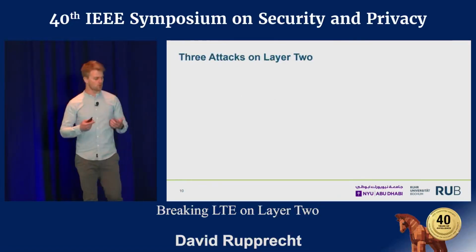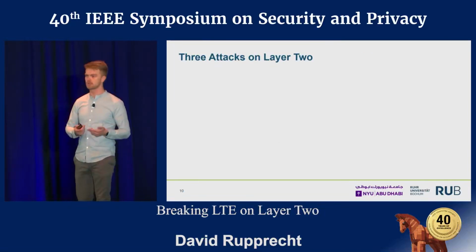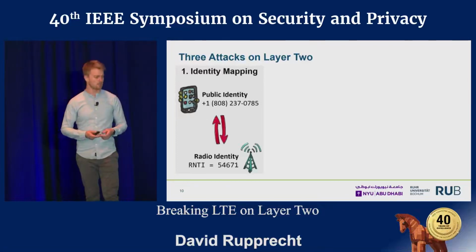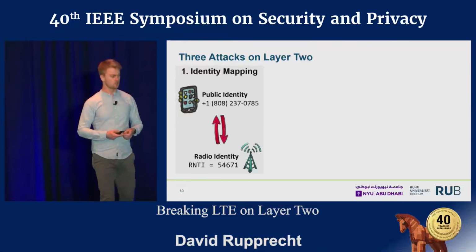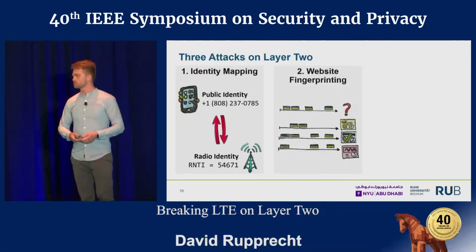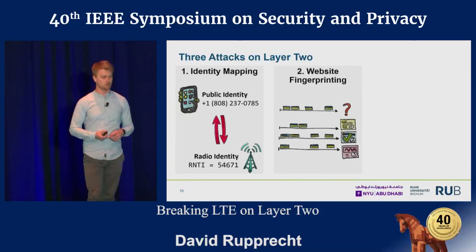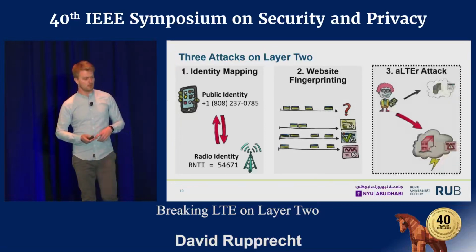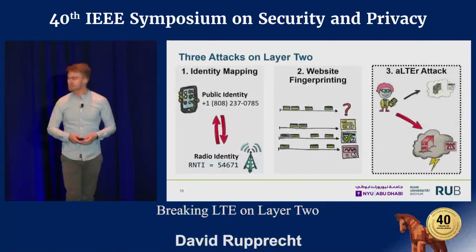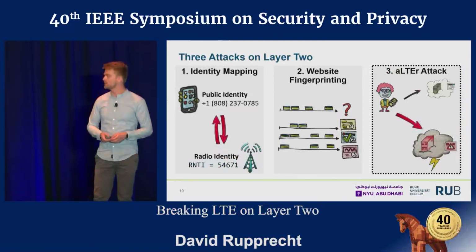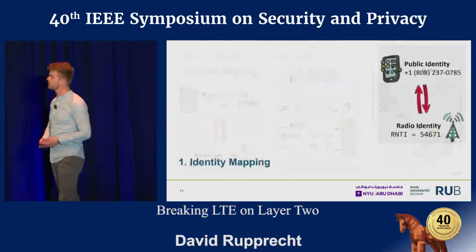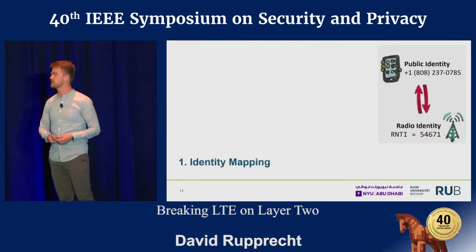Today I want to talk about 3 major attacks that can happen on layer 2. First of all, an identity mapping attack, which allows us to use a public identifier and map it down to the radio identity. We have metadata on layer 2 that allows website fingerprinting, and I want to introduce the ALTER attack, which allows us to redirect the victim to a malicious website due to missing integrity protection. So first I want to start with identity mapping.